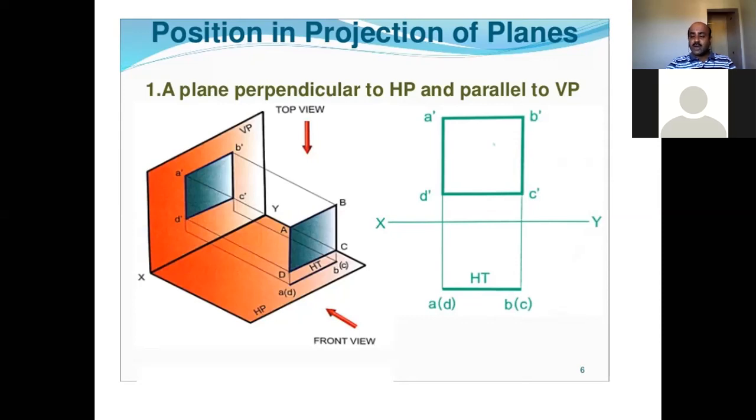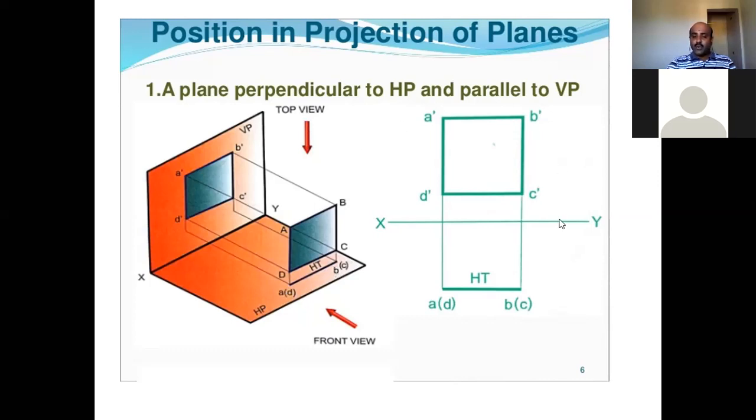So when these edges or points are not visible in any one of the views, either in the front or in the top, whatever it might be, they will always be represented within brackets. So you can see C is in the bracket and D is in the bracket. Why? Because these 2 points are considered invisible in the top view. So we are putting those 2 points as invisible and they are represented within parentheses. I think you can understand these things.